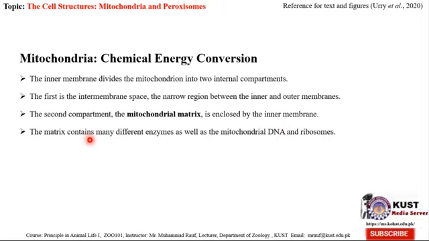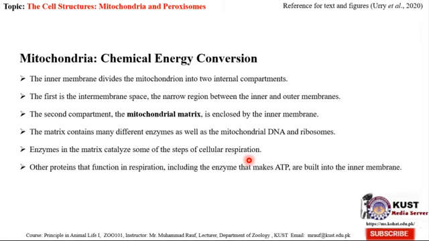The matrix contains many different enzymes as well as the mitochondrial DNA and ribosomes. Enzymes in the matrix catalyze some of the steps of cellular respiration. Other proteins that function in respiration, including the enzyme that makes ATP, that is the ATP synthase, are built into the inner membrane.